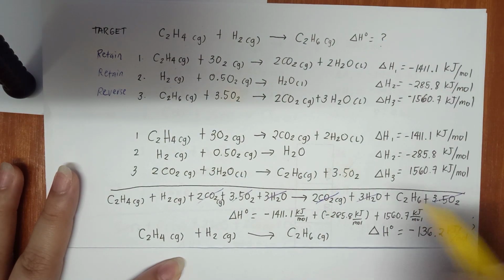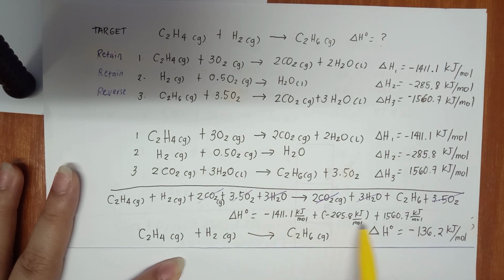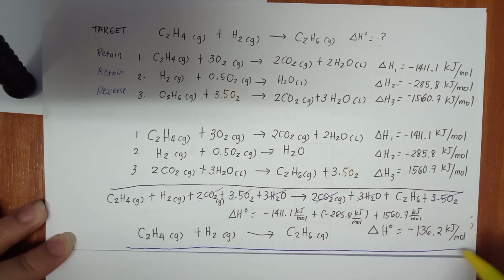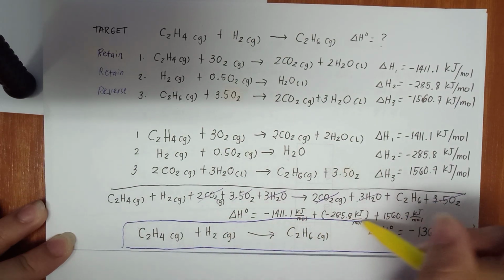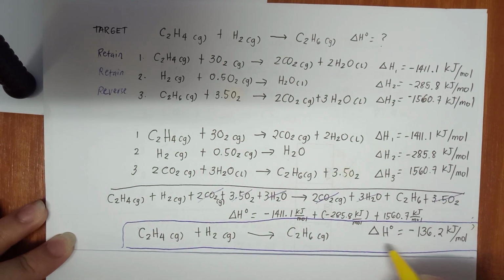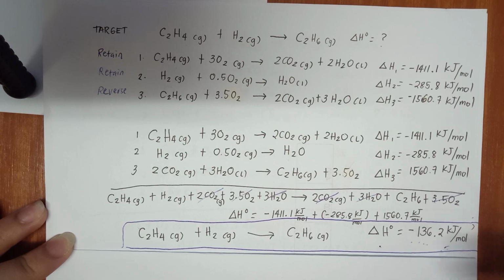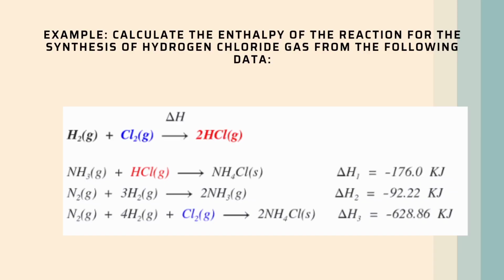And then, i-add lang natin yung mga enthalpies. The enthalpy of the reaction will be negative 136.2 kilojoule per mole. And this will be our final answer. Okay, so we have the enthalpy of the reaction is equal to negative 136.2 kilojoule per mole. Okay, so let's have another example.